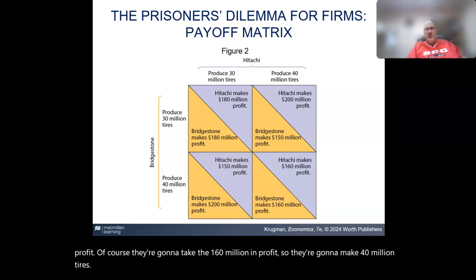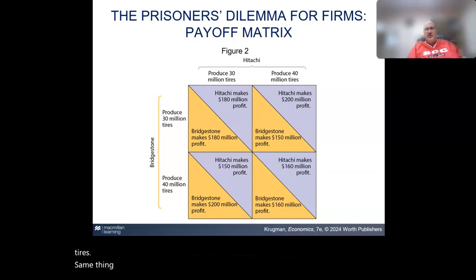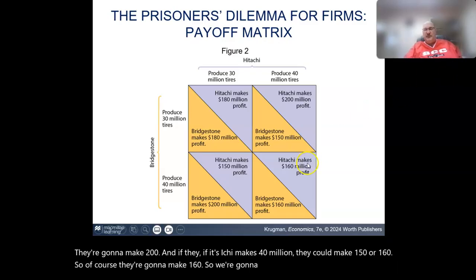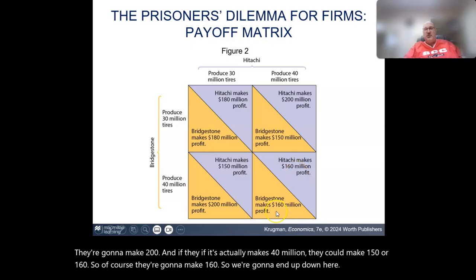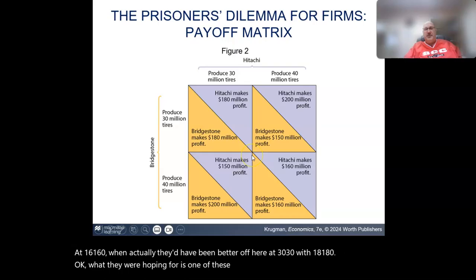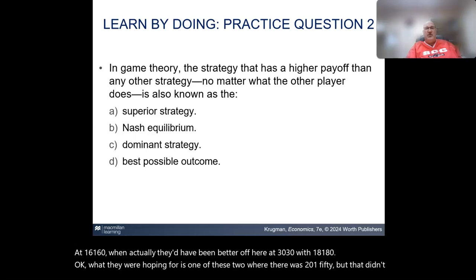Same thing for Bridgestone. If Hitachi makes 30 million, Bridgestone can make 180 or 200. They're going to make 200. And if Hitachi makes 40 million, they could make 150 or 160. So of course they're going to make 160. So we're going to end up down here at 160, 160, when actually they'd have been better off here at 30-30 with 180, 180. What they were hoping for is one of these two where it was 200, 150, but that didn't happen. So that's how that works out.